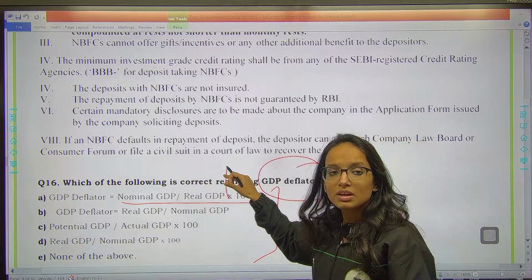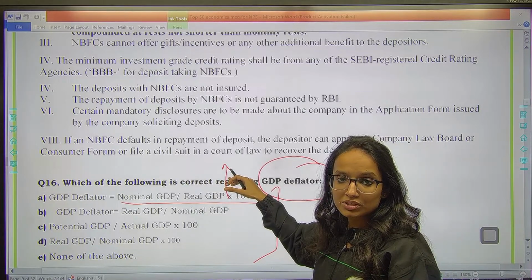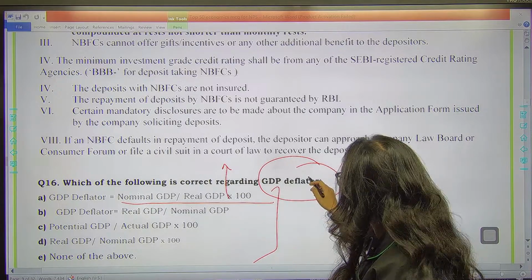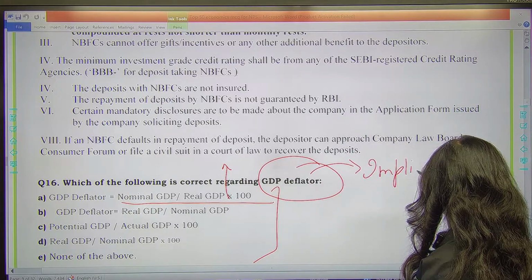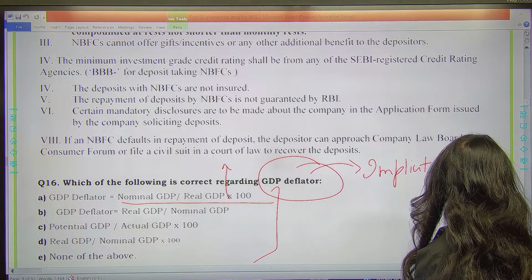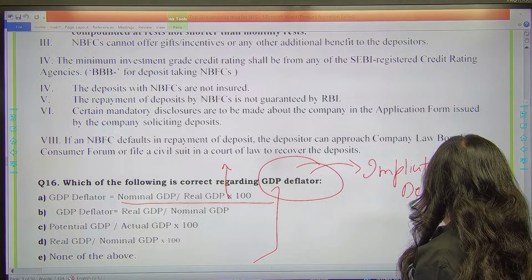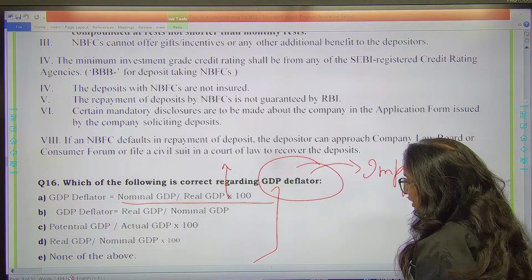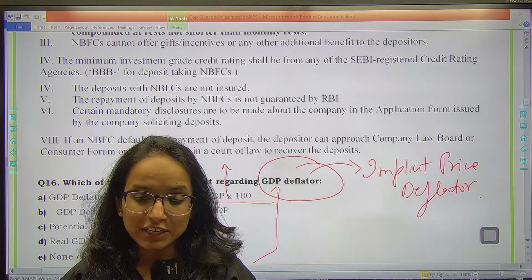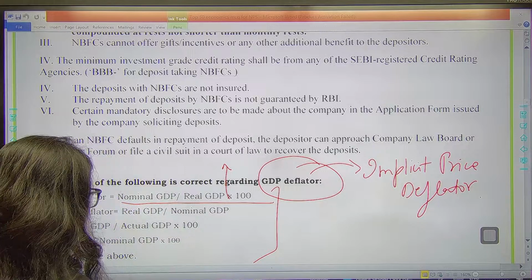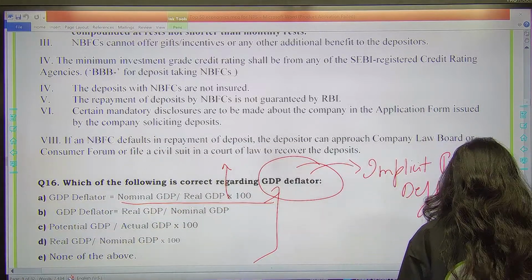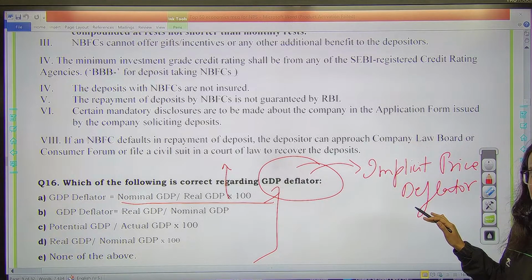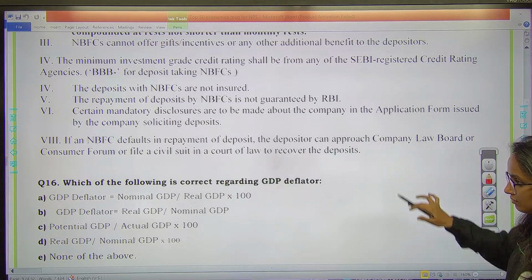And also remember, sometimes in the examinations they change this term. GDP deflator sometimes in the questions is also referred to as implicit price deflator. So if they give you this terminology, do not confuse it. It is GDP deflator only. It is nothing but GDP deflator only. Nominal upon real GDP into 100.